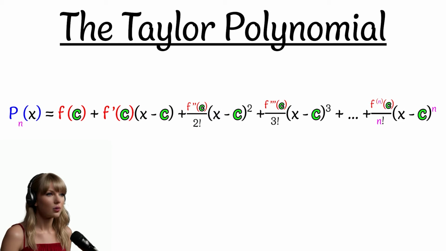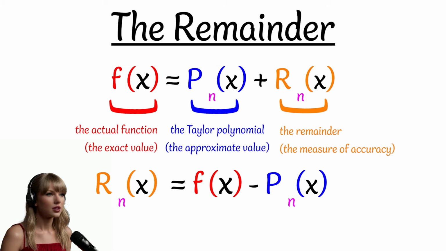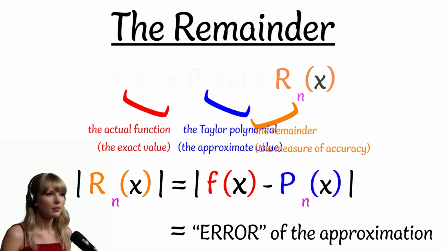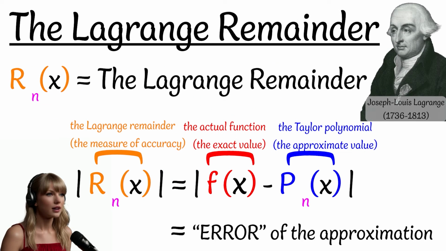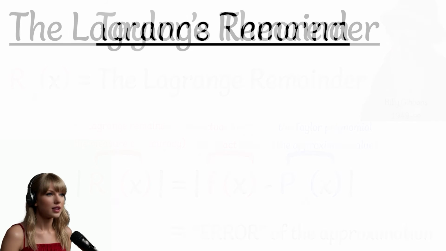Okay, so now that you know what a Taylor polynomial is, let's be real. An approximation technique isn't very useful unless we have at least some idea of how accurate it is. To measure this accuracy, we can use the concept of a remainder, which is the difference between the exact value of the function and the approximate value. The absolute value of this remainder is the error of the approximation, and I'm going to call the remainder the Lagrange remainder out of respect for my favorite classic rock heroes, ZZ Top. So here we go, we finally made it, the Taylor theorem.